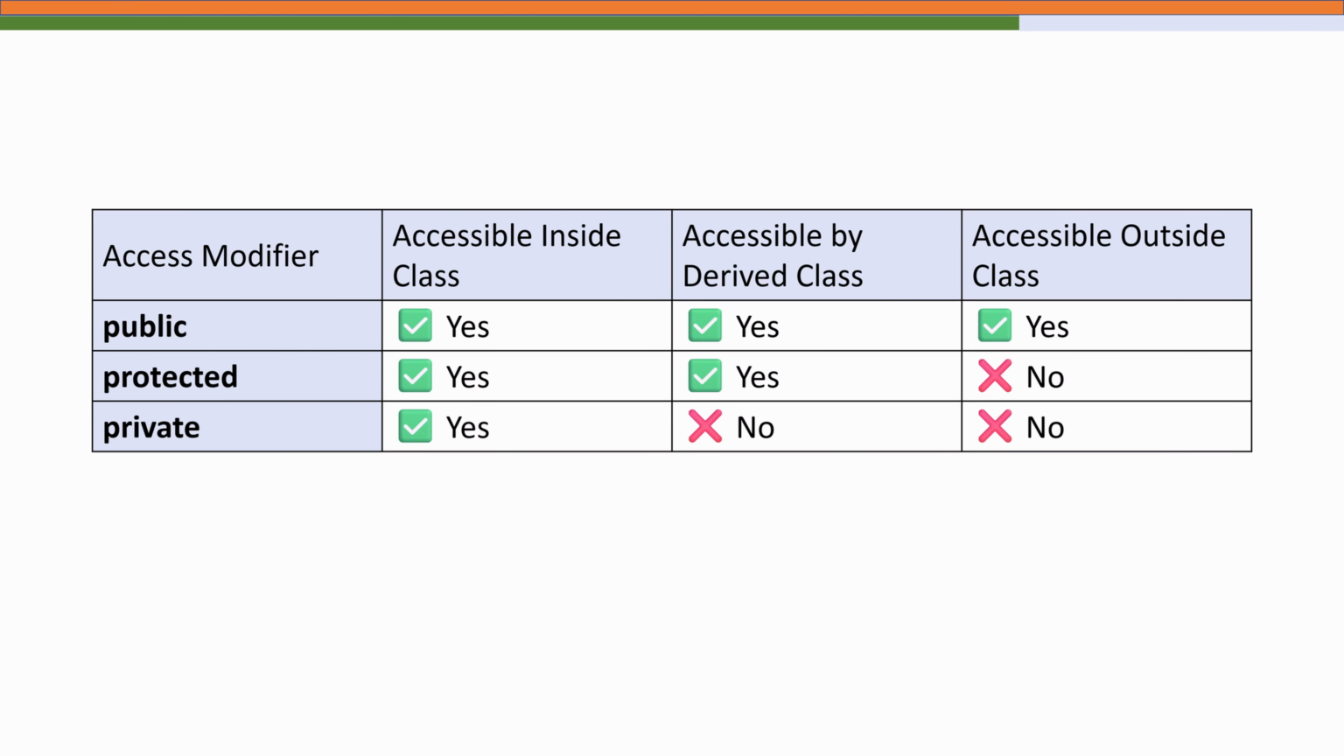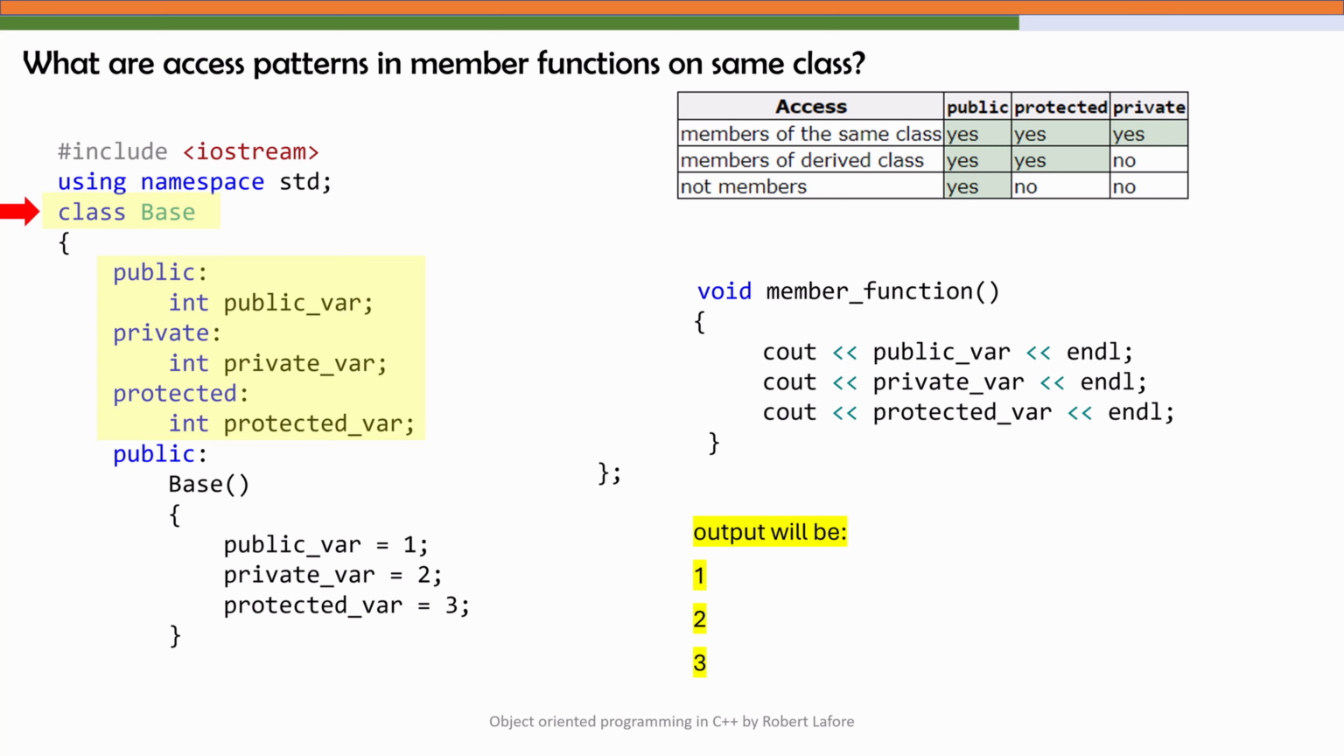In this table we see the visibility levels clearly. Public members are open to everyone, that is inside the class, in derived classes and even outside. Protected members are accessible within the class and by the derived classes, but not by the outside world. Private members are strictly confined to the class that defines them, and they are completely hidden from the derived classes and external code. So understanding these access levels is key to designing secure and maintainable class hierarchies.